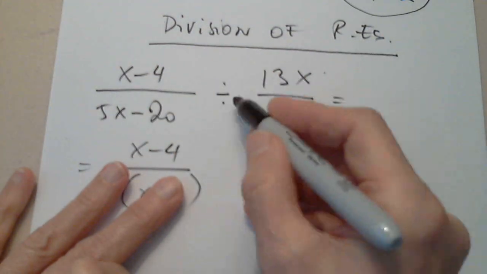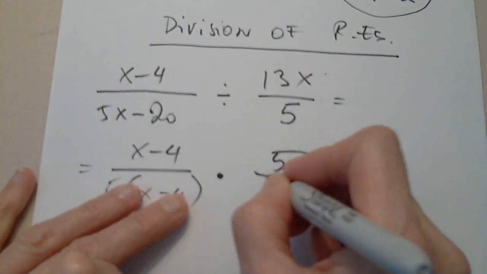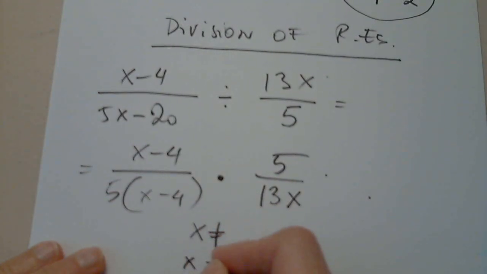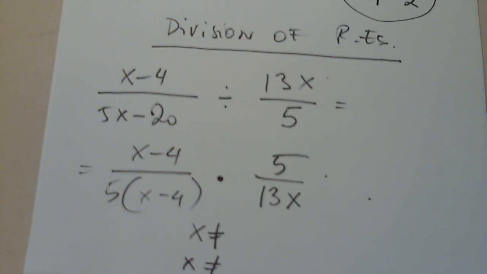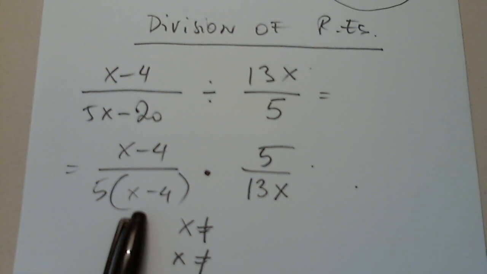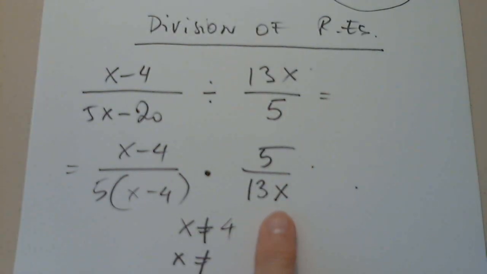Now 13x over 5, I divide. There's nothing I can do here, so I have to change it into multiplication, 5 over 13x. Now I have to state two restrictions, and only then I'm free to simplify, not before. From here, what restriction will I write? 4? Very good.